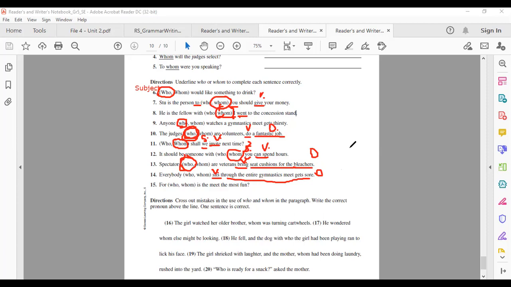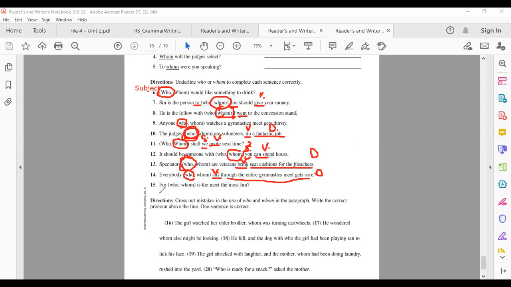What is missing from whom or who? Everybody is missing. We have verb, and we have object. What is the missing? The subject is missing. So it's who. Excellent job.